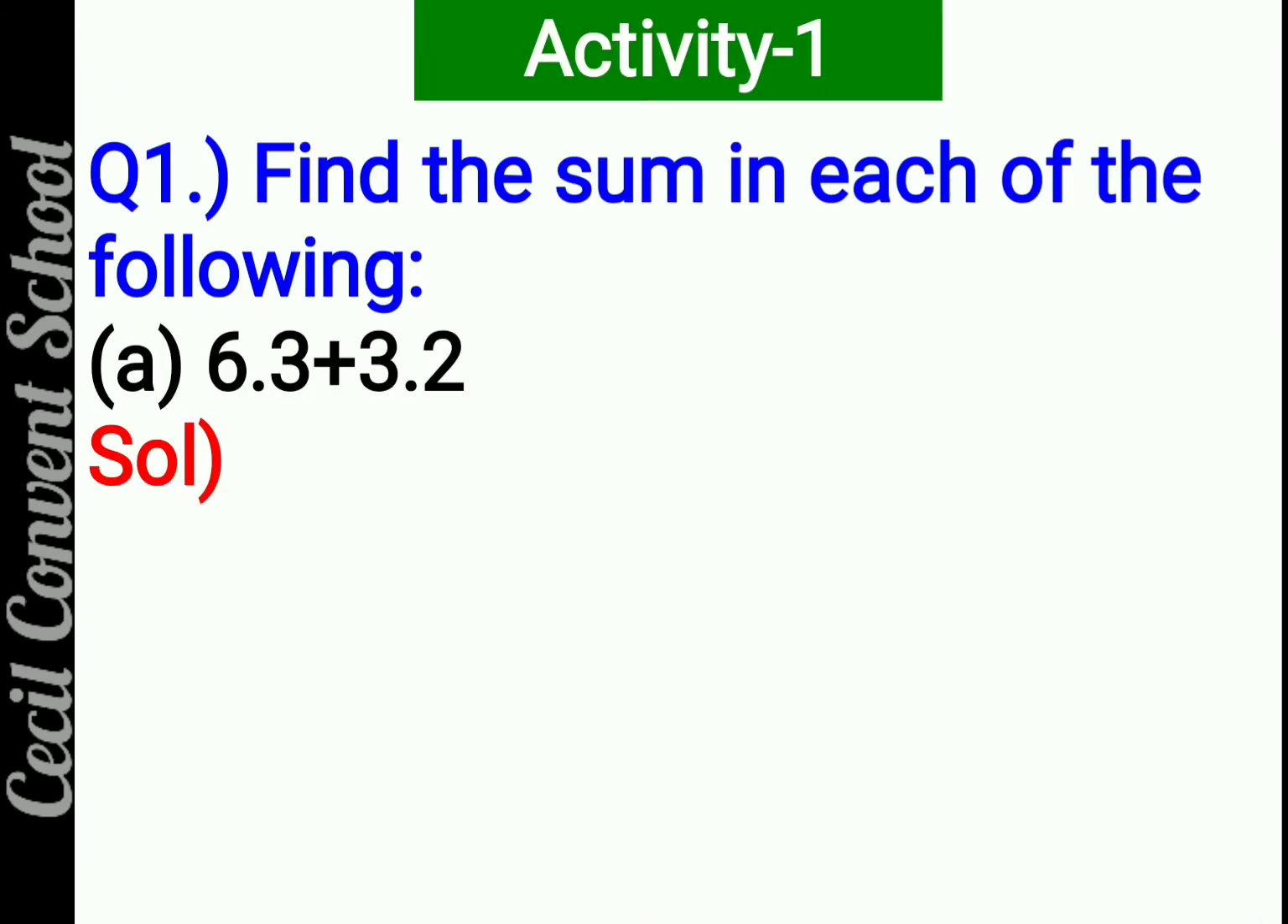Clear? Now, on the basis of this, we will do activity 1. In activity 1, the first question is to find the sum in each of the following. First of all, see this question. This question has two numbers, and both are like decimal numbers. Why so? Because after the decimal it has one digit, and this number also has one digit after the decimal. So there is no need to convert them into like decimals because they are already like decimals. So we will add them. See how we add them.